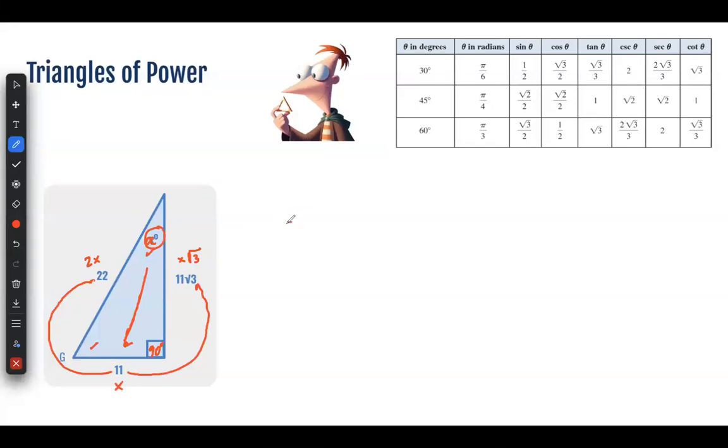So if we say that sine of alpha is equal to the opposite divided by the hypotenuse, 11 over 22, sine of alpha is going to be equal to 1/2. And anytime that happens, whenever we have sine of an angle being equal to 1/2, it means that the angle had to be 30 degrees.